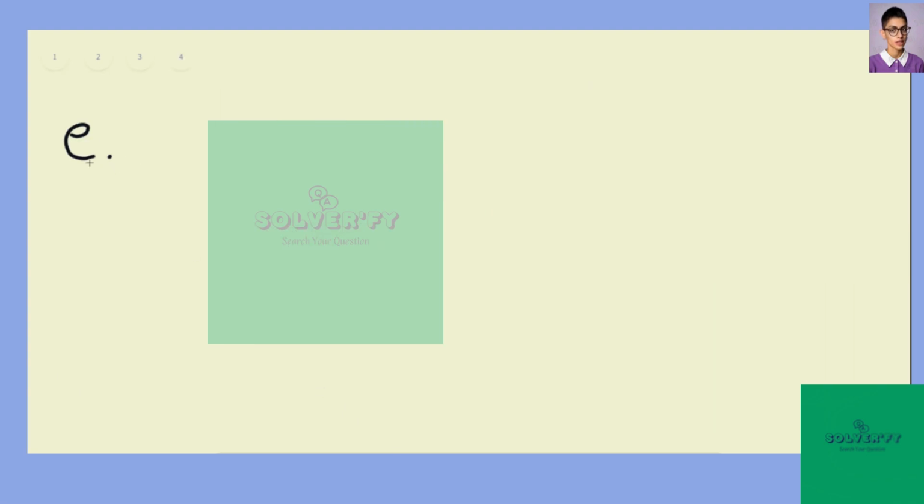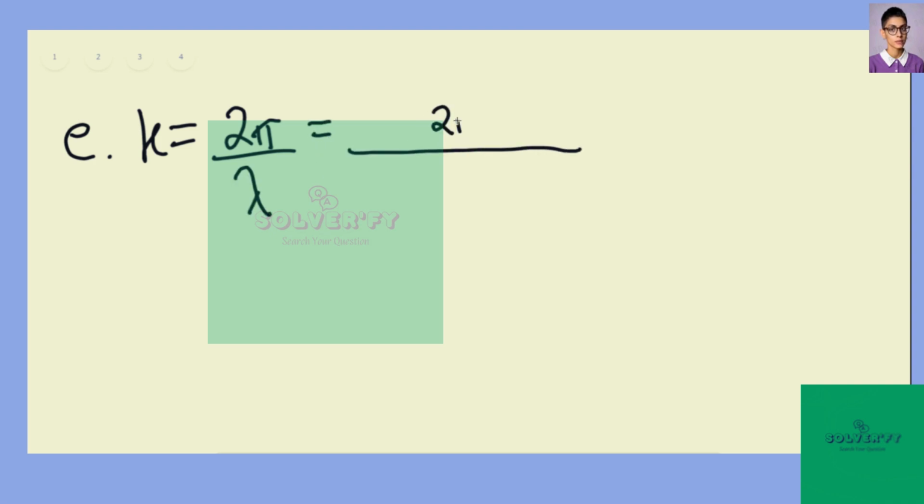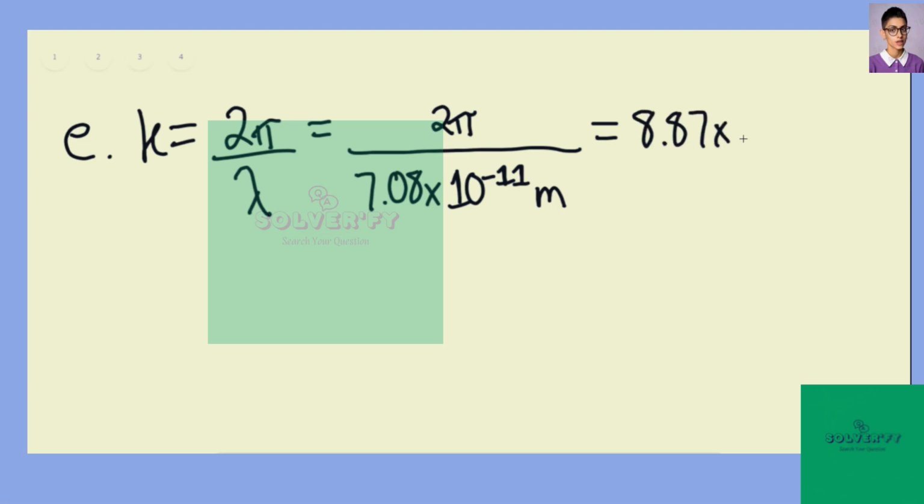For part E, we're trying to find the angular wave number. This would be simply 2 pi over the wavelength that we had found in part D. And so this would be 2 pi divided by 7.08 times 10 to the negative 11th meters. And we find that the wave number is going to be 8.87 times 10 to the 10th, and then this would be per meter. That is our final answer.